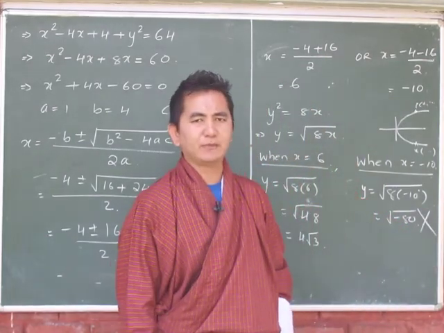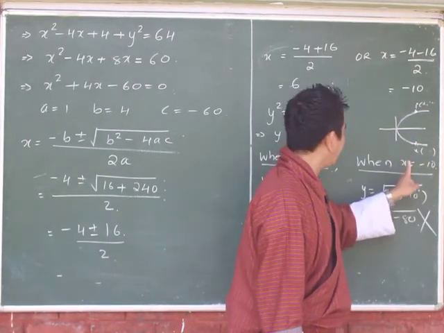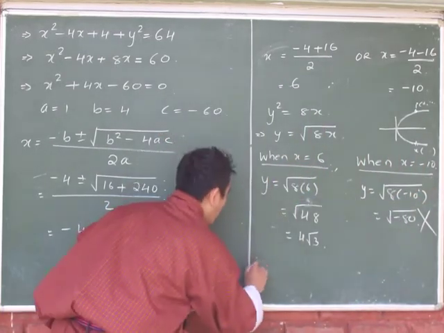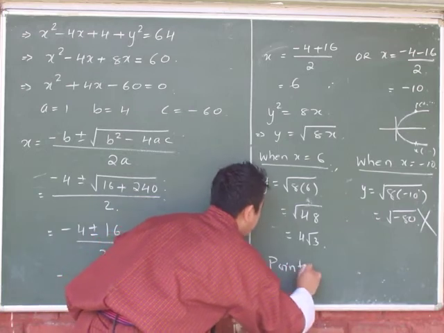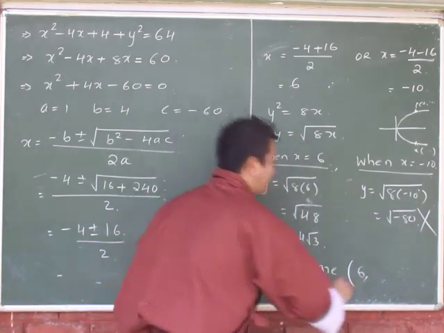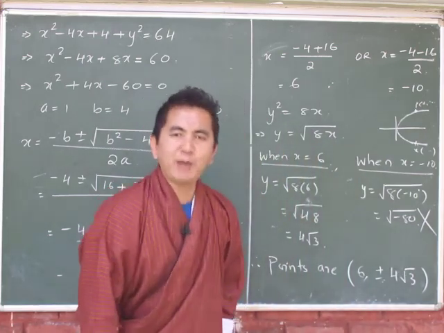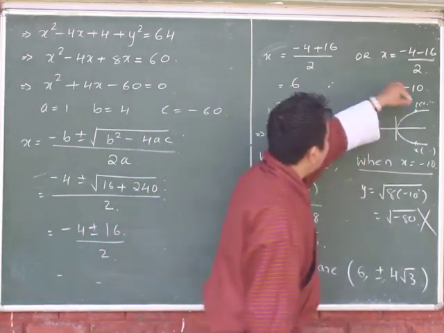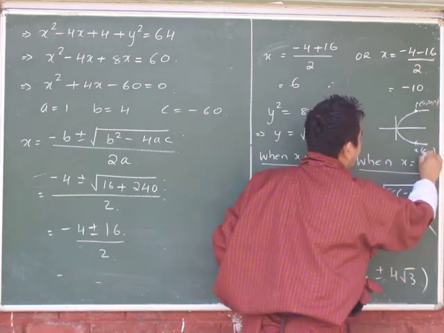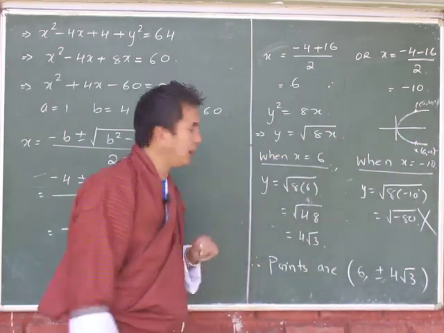It is not valid because the parabola opens to the right, and the x value here also is positive. You cannot take x value negative 10. What should the x value be? 6. So therefore the coordinate points are: x value is 6, and y value you can take plus or minus 4 root 3. It should make sense that we need to take plus or minus. If this point is (6, 4 root 3), the point on this side will be (6, negative 4 root 3). Doesn't that make sense? So have a look. Thank you.